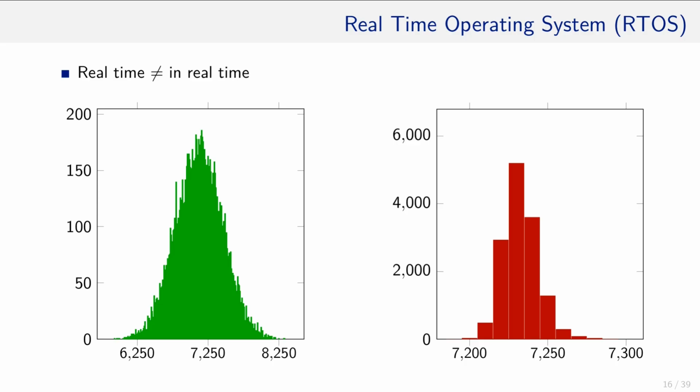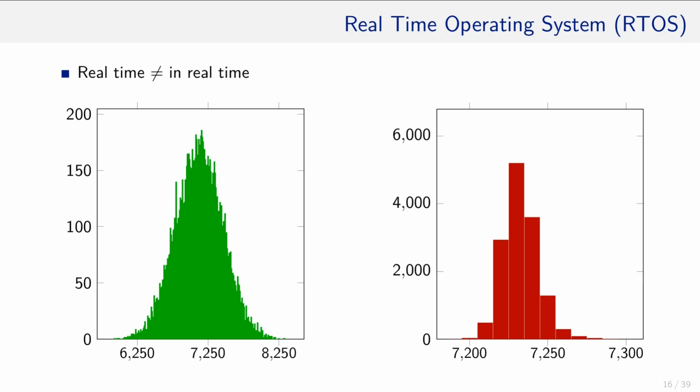On the contrary, the scheduler of an RTOS guarantees the execution of a task within a specific time frame. On the right, you can observe this effect. In most cases, the same task spends around 7,230 cycles. There are a few outliers, but we can say that the task completes in 7,230 plus minus 30 cycles, and the scheduler guarantees that.